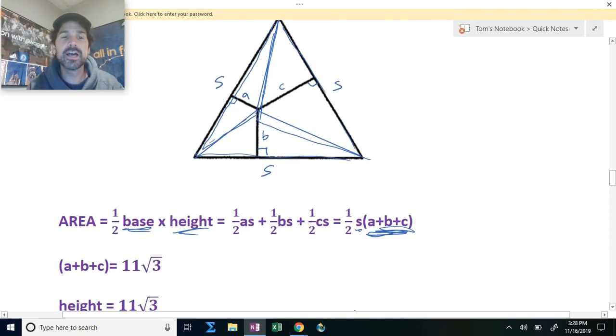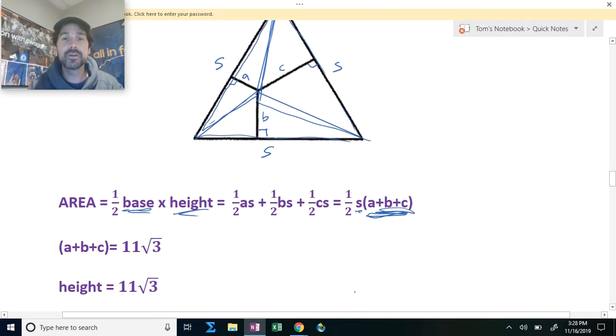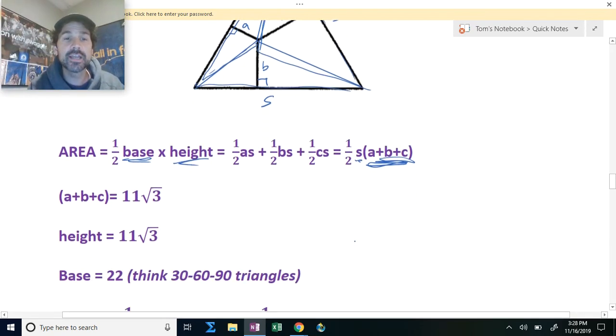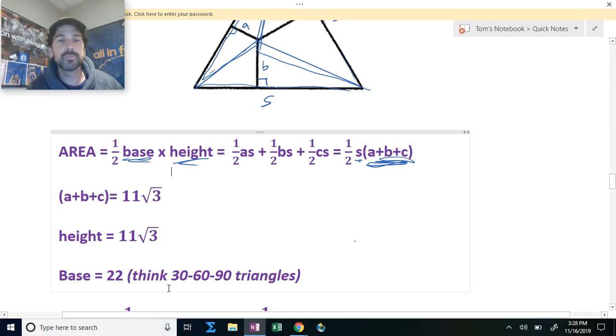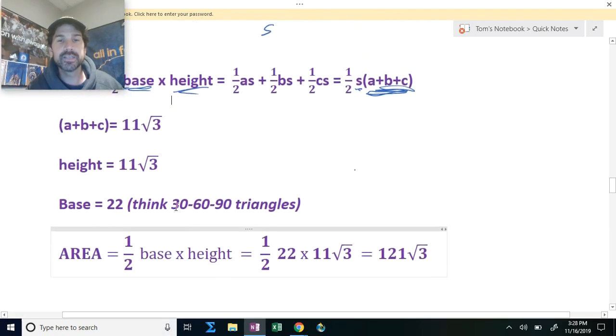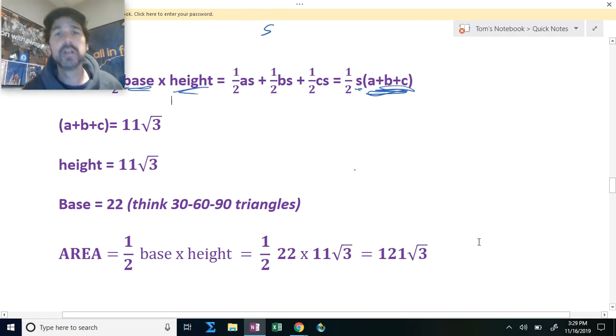And now if you have a height of 11 radical 3 and you want to figure out what your base is, note you have a 30, 60, 90 triangle in there. So if you have a 30, 60, 90 triangle, you got 11 root 3, then this would be 11 down here. You got to double it because you have another side. So it's 22 is your base, and then you do 1/2 your base times your height. So 1/2 22 times 11 root 3 is 121 root 3.